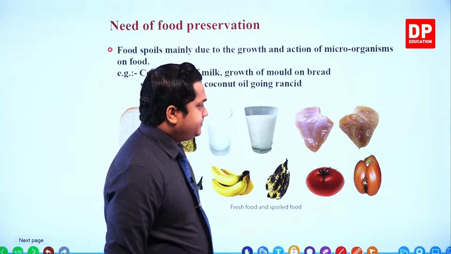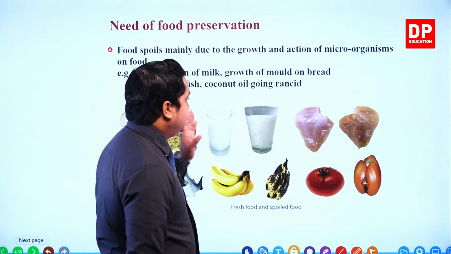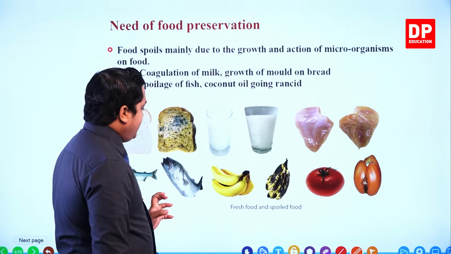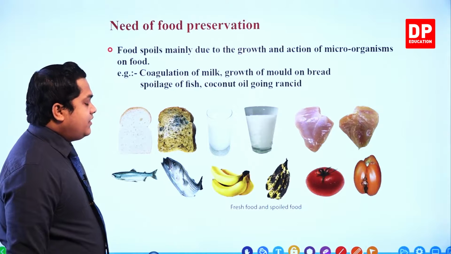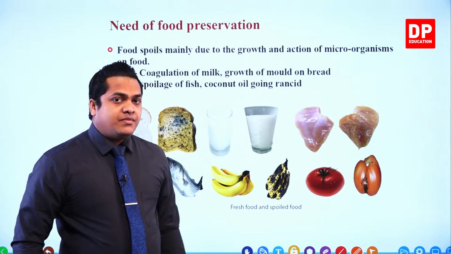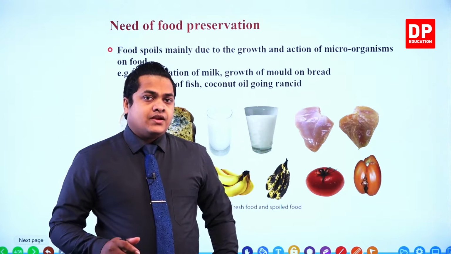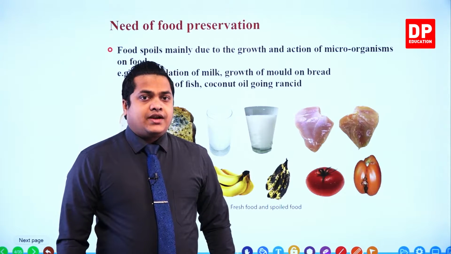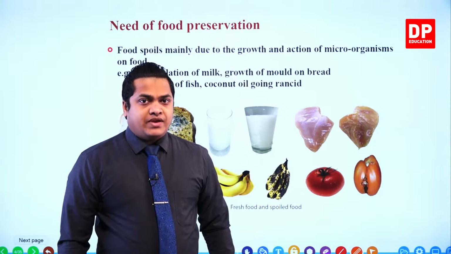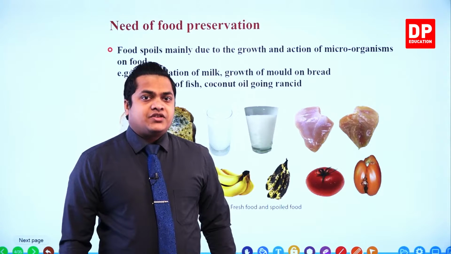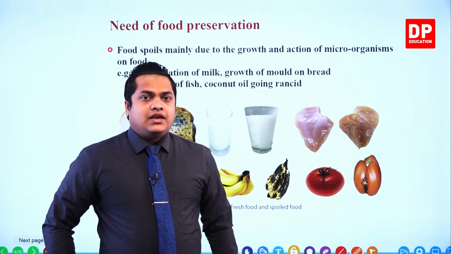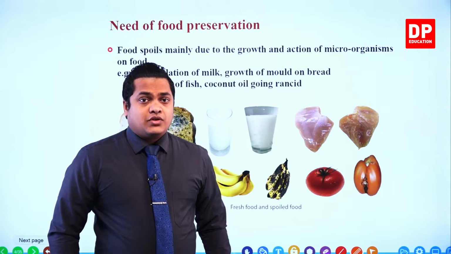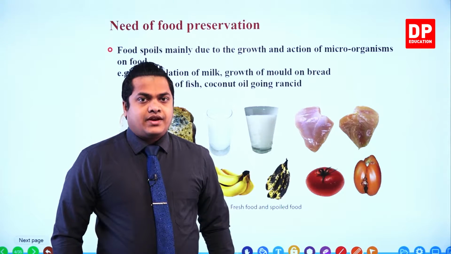Then the meat. As you can see here, spoilage of fish and meat. If you take fish and meat, they are also going to spoil. Upon spoiling, their texture mainly changes along with the smell. A slimy texture, a slimy nature can be observed, right? And the smell is also going to be worse, right? A terrible smell would come.